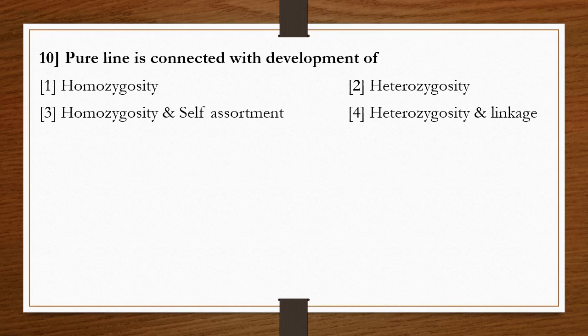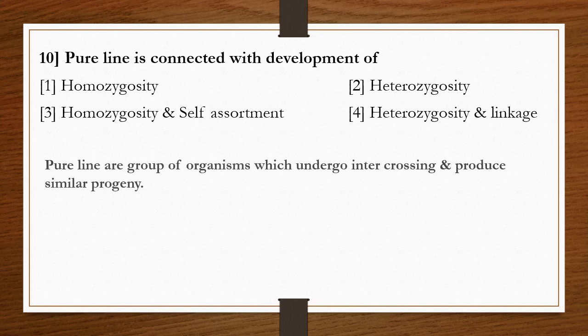Question number 10. Pure line is connected with the development of: option 1, homozygosity; 2, heterozygosity; 3, homozygosity and self assortment; 4, heterozygosity and linkage. So let's see the information on this.